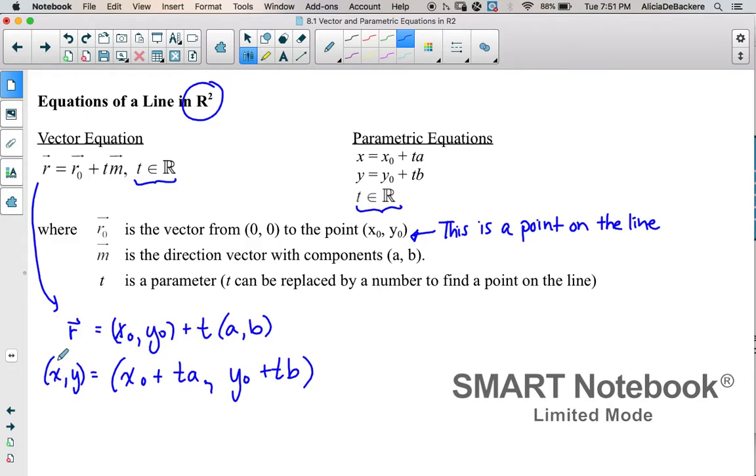We're saying that the x coordinate is equal to x naught plus ta, and that's exactly what we have here, right? So it's just like the expansion of the vector equation. They're very much related. And then similarly for the y coordinate, y naught plus tb, and that's what I see up here, okay?